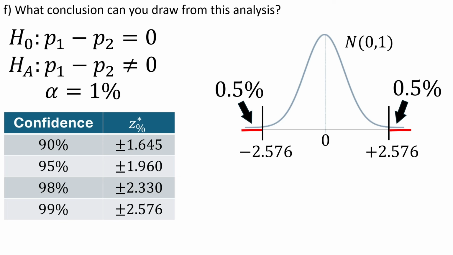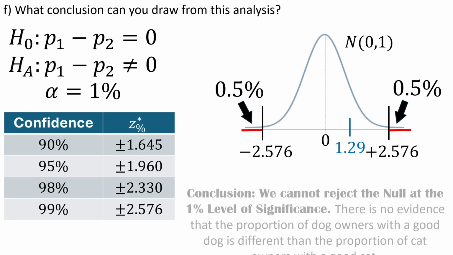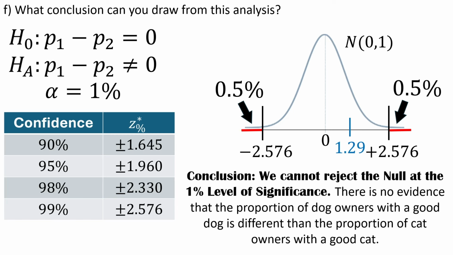Okay, so in any case, our rejection region marked in red here, we're going to reject the null hypothesis if our test statistic falls into the red. If it's anywhere else, we're not going to reject. And in this case, our test statistic is 1.29. Clearly, that's not in the rejection region. And so the conclusion is we cannot reject the null at the 1% level of significance. There is no evidence that the proportion of dog owners with a good dog is different than the proportion of cat owners with a good cat.